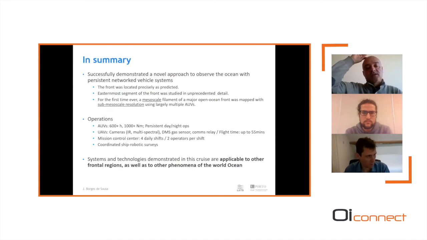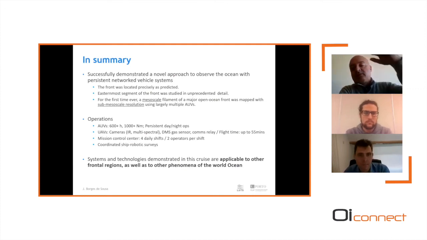The UAVs, so we ran operations with IR, multispectral, and DMS gas sensors. The UAV also worked as a communications relay for beyond line of sight and offsite communications with the AUVs, with flight time up to 55 minutes.